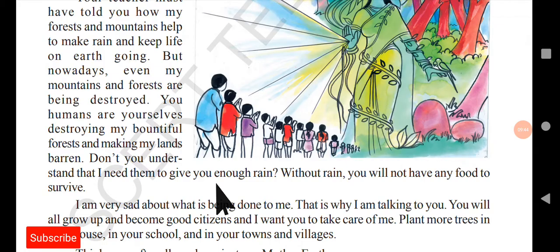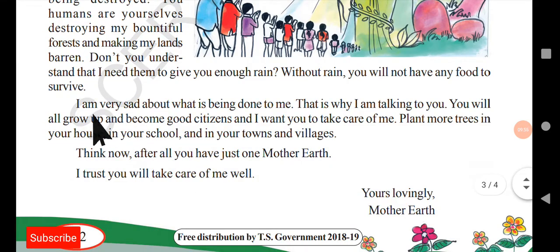So Mother Earth is asking us, don't you know that you have to eat to survive? Don't you know that you have to save the trees and all? So I am very sad about what is being done to me.